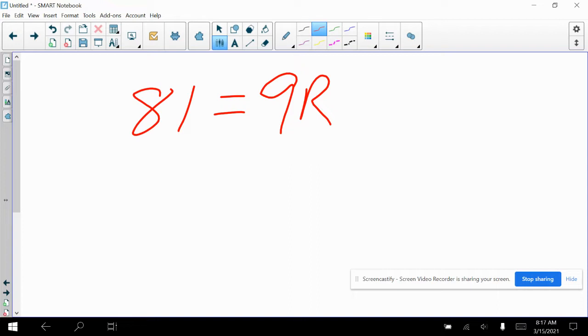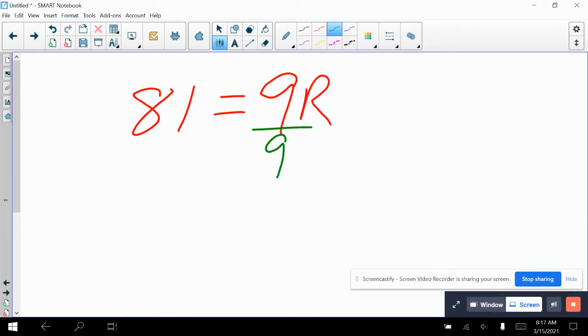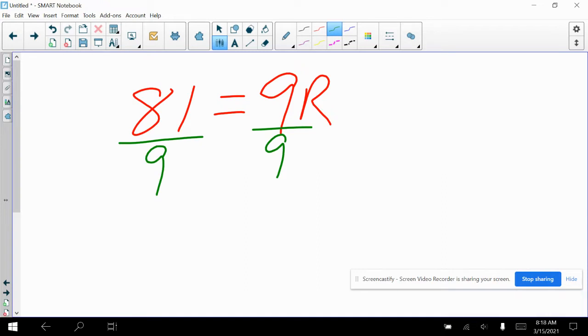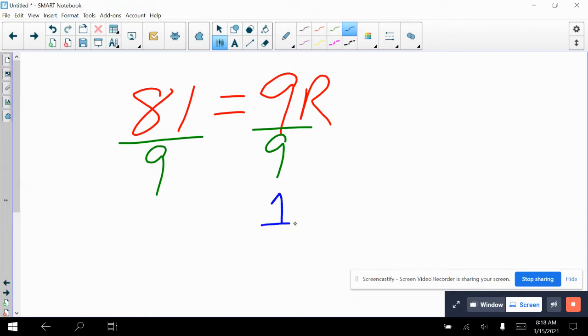Okay, now I'm going to show you a little shortcut. Okay, so we're trying to get the variable by itself, right? So what are we going to divide by? Just yell it out. What are we going to divide by? All right, we're going to divide by 9. What you do on one side, you got to do on the other. 9 divided by 9 is actually 1, and you get r.